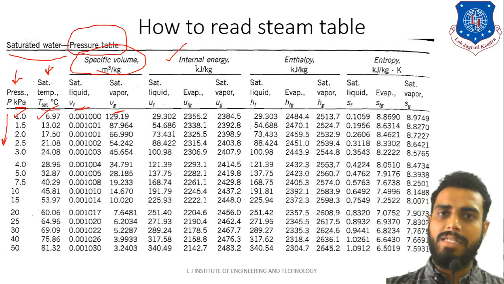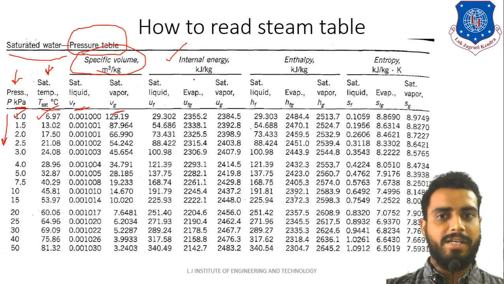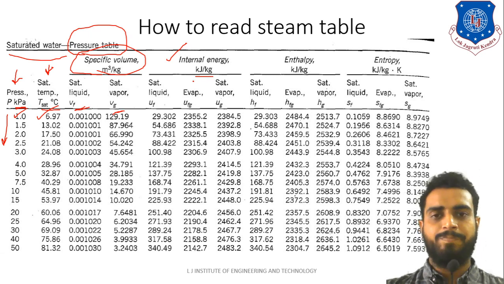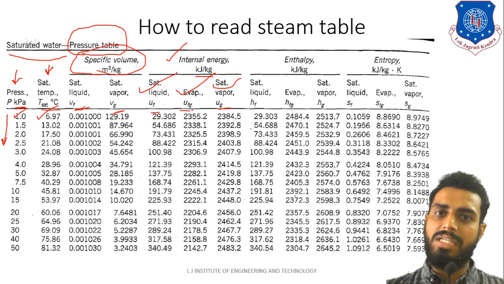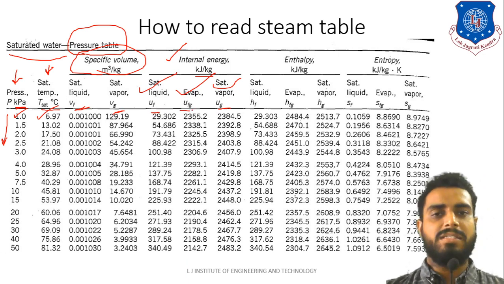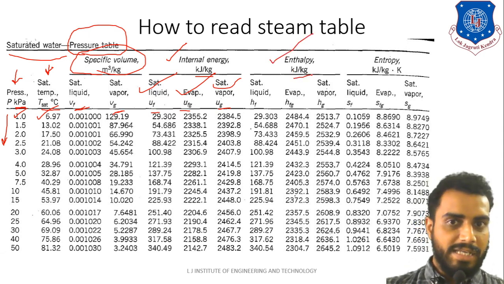Internal energy is represented in kilojoule per kg. And you can see over here it is represented for saturated liquid, evaporation and saturated vapor. So it is denoted by Uf, Ufg and Ug. Understand this: f stands for fluid, fg stands for fluid to gas, and g stands for gas. Then enthalpy. Enthalpy also is denoted in kilojoule per kg.